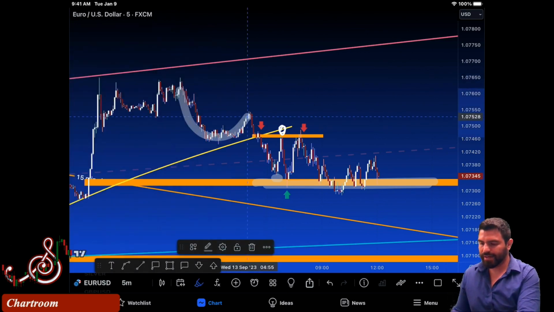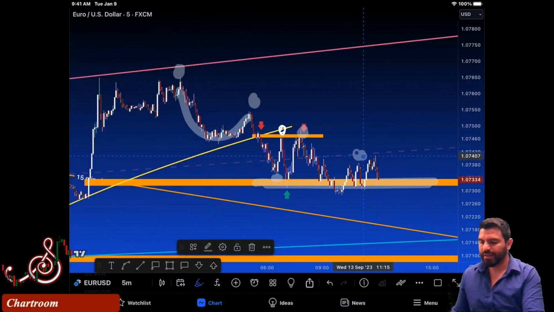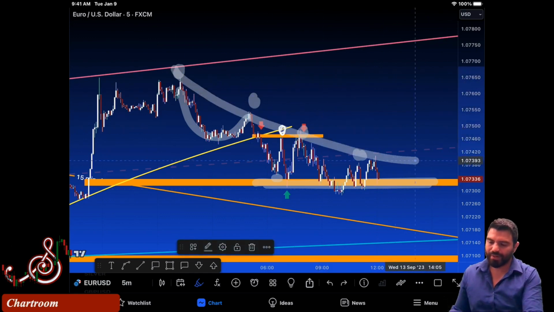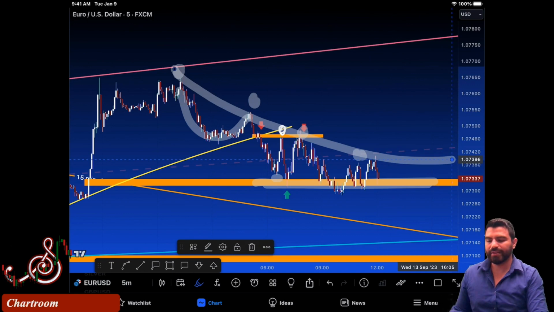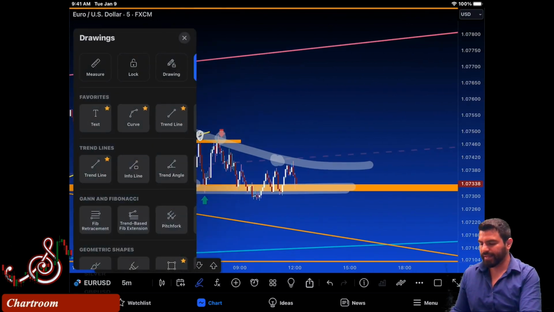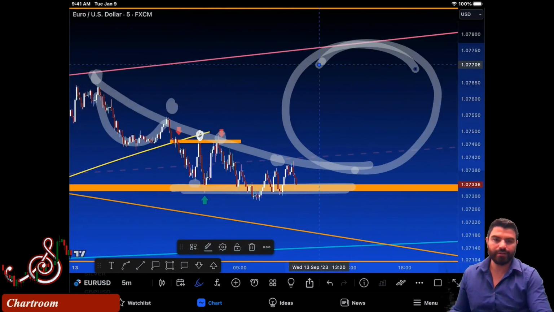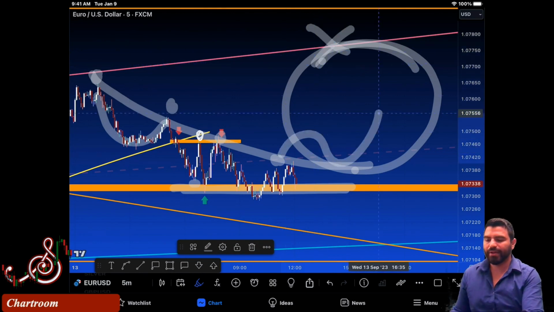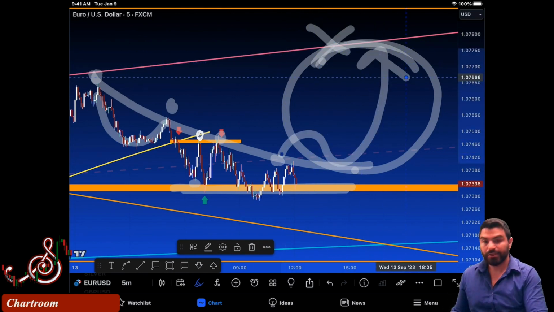Flow, round, energy centers. I'm seeing either a straight or a parabolic, which means we want to take the trade in what area? The answer is this area. Where's our tops? Up here. That means if price is breaking above here, we would be looking to go up.